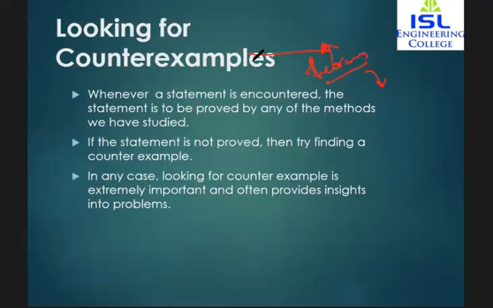Now, looking for counterexamples, what did I say about proof by contradiction? If we are saying 2 square is 4, what we are supposed to do in the case of proof by contradiction is prove that every other number's square does not give 4. So 1 square won't give us 4, 3 square won't give us 4, and so on. We have to prove that the squares of all the other numbers won't give 4 except for 2 square. So this is your proof by contradiction.